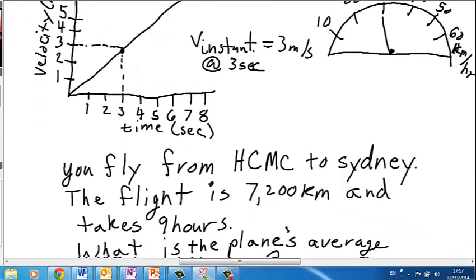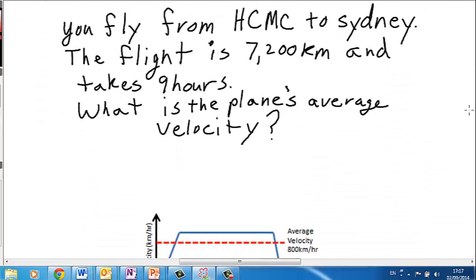Okay? Another good way to look at this, say we're talking about a plane trip. Say I fly from Ho Chi Minh City to Sydney, Australia, and the flight is 7,200 kilometers, and it takes 9 hours for me to fly from one city to the next. What is the plane's average velocity? Well, let's see. So we have a displacement of 7,200 kilometers, and we have a time of 9 hours. So what's our average velocity?